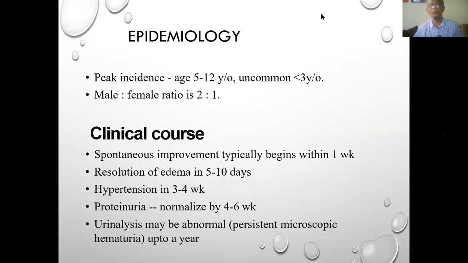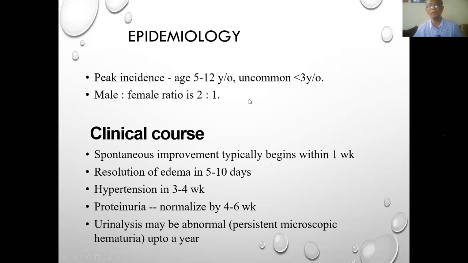Now we come to the epidemiology of acute streptococcal glomerulonephritis. The peak incidence is 5 to 12 years, it is uncommon under 3 years, and males are predominant 2:1. Clinically, spontaneous improvement typically begins within 1 week. Resolution of edema usually occurs in 5 to 10 days, and hypertension usually persists 3 to 4 weeks. Proteinuria usually normalizes within 4 to 6 weeks. Urine analysis may be abnormal, and persistent microscopic hematuria may be present up to 1 year.